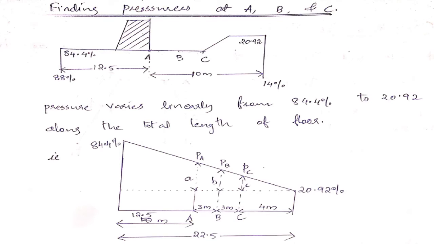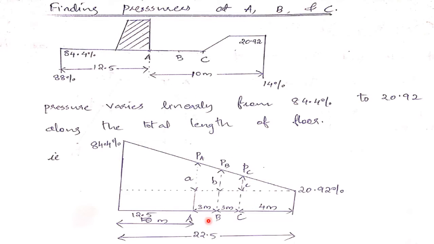Now we have found out the pressures at this point, this point, this point, and this point. Next, we have to find out the pressures at points A, B, and C. For that, we are assuming that the pressure varies linearly from 84.4% to 20.92% along the total length of the flow. That is, from this point to this point, the pressure varies linearly from 84.4 to 20.92.